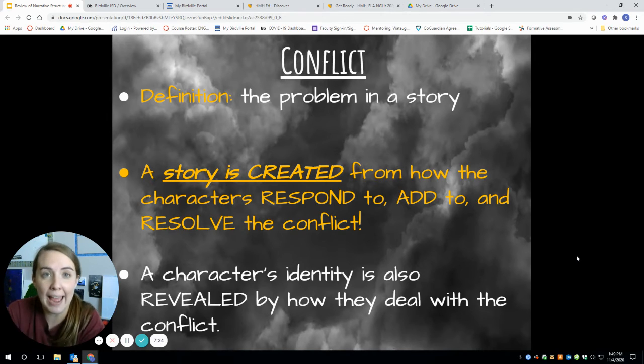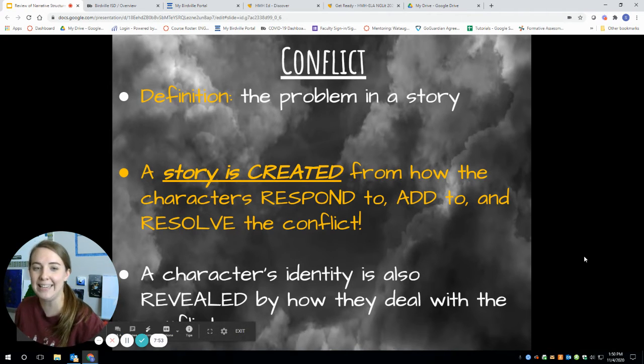So you can't have a story without conflict. It can't be done, because conflict ultimately is what will drive the plot. It's what really gets it going. So a story is created from how the characters respond to and add to and resolve or fix the conflict. That's what the story comes out of. You have a conflict, and we want to see what the characters do to face it, to fight it, to run away from it, or to fix it.